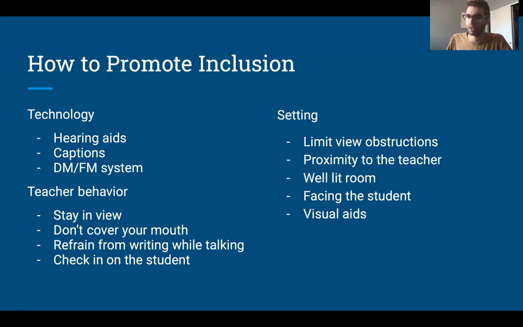Lastly, we have the classroom setting. This means that make sure there's nothing obstructing the view of the student. There's no wall or projector that might inhibit what the student can see. Making sure the room is well lit, and seeing that all the students have access to the visual aids because they can see what's going on in the classroom. Dimly lit settings or corners may not be the best place for a student. Face-to-face communication, again, as well as using visual aids.